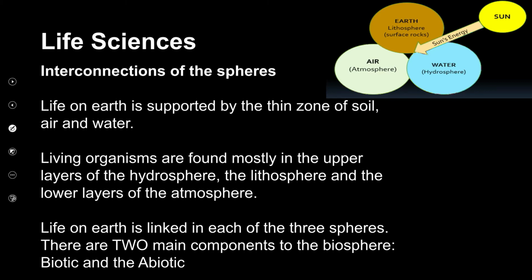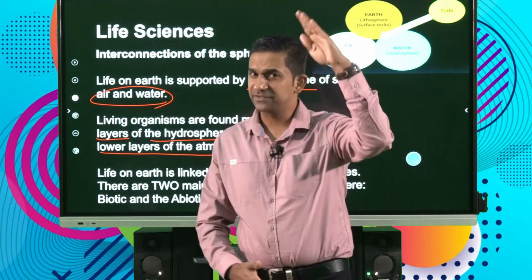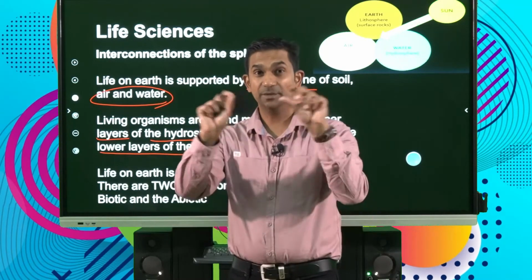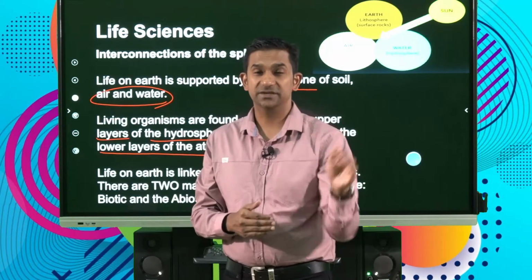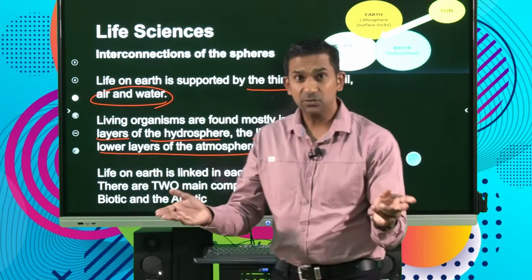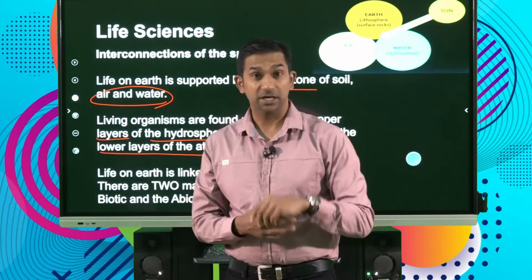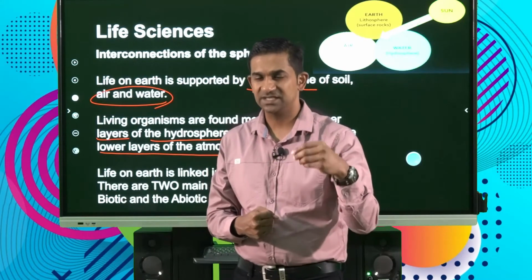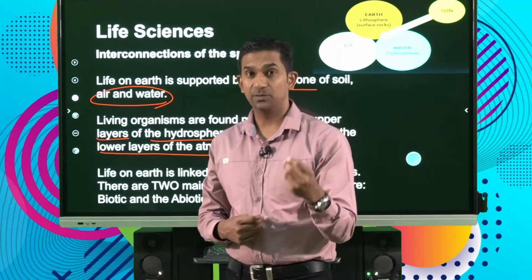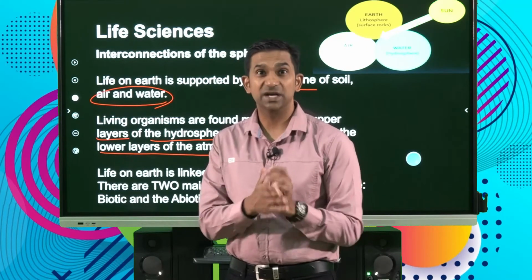So life on Earth is supported by a thin zone of soil and air and water. The living organisms are found mostly in the upper layers of the hydrosphere, lithosphere, and the lower layers of the atmosphere. So essentially, as we noted earlier on, although the layers of the atmosphere are several kilometers long, it is probably the closest layer to the surface of the Earth that supports life forms. Likewise, when we look at the lithosphere, it is only the top layer that is able to provide and sustain life, and that contains all the nutrients and the fertile soil in which most of our plants and some of our invertebrates are able to access energy.